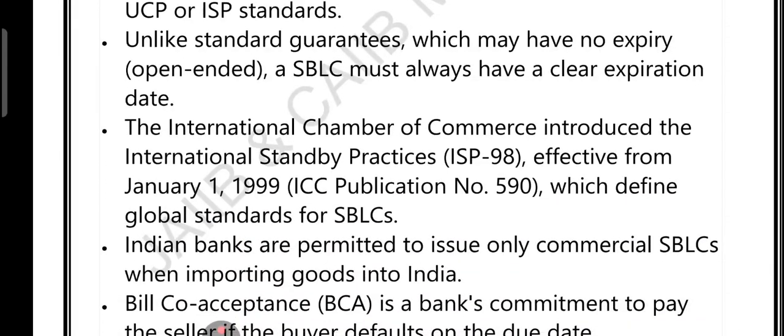There is something called bill co-acceptance. It is the bank's promise to pay the seller if the buyer defaults. That is called bill co-acceptance.